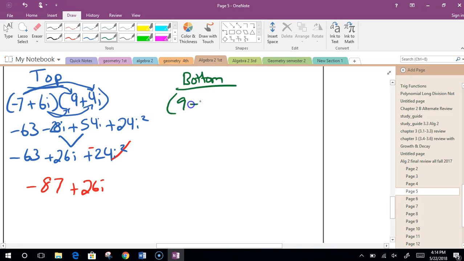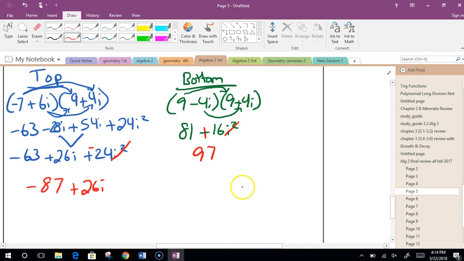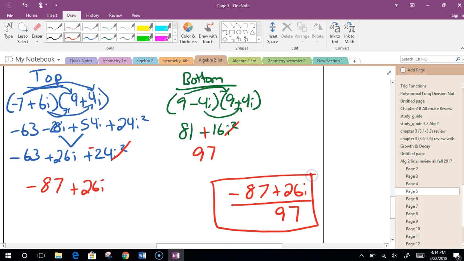But the bottom says we're going to FOIL 9 minus 4i times 9 plus 4i. Well, this is a difference of squares. So the only numbers we have to do, first times first, is 81. Last times last is negative 16i squared. Get rid of the i squared, change the sign of the number in front. Well, 81 plus 16 gets me to 97. So I get a final answer of negative 87 plus 26i over 97. Again, this problem is the one we're going to use because it incorporates a little bit of everything that we're doing.